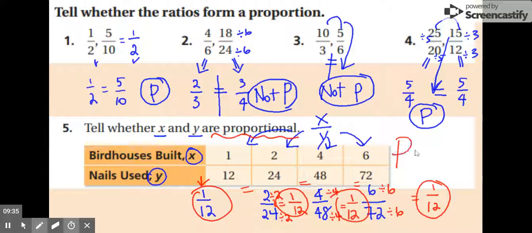It is proportional. When you're talking about the variables, you use the adjective. Those x and y are proportional. When x is doubled, y is going to be doubled. When it's tripled, it's going to be tripled. All right, copy it down.